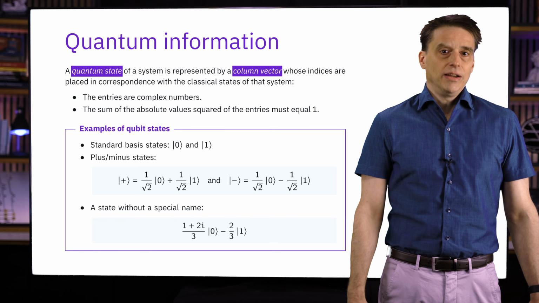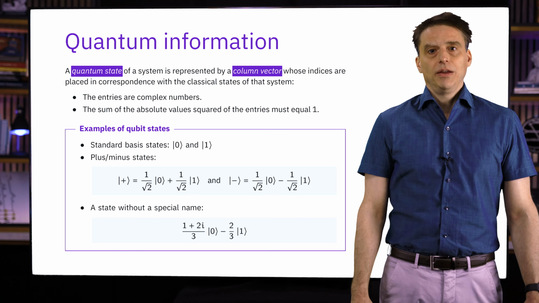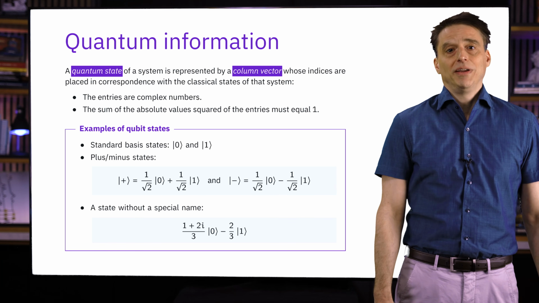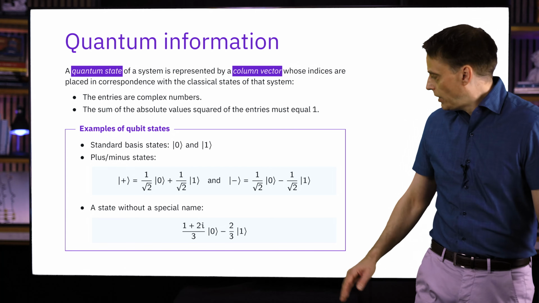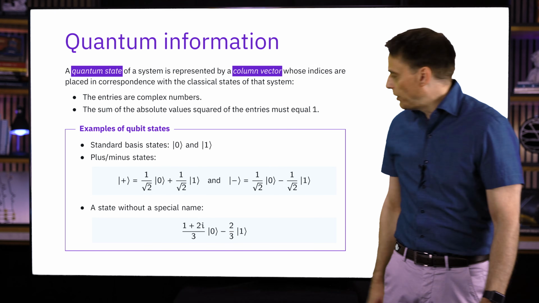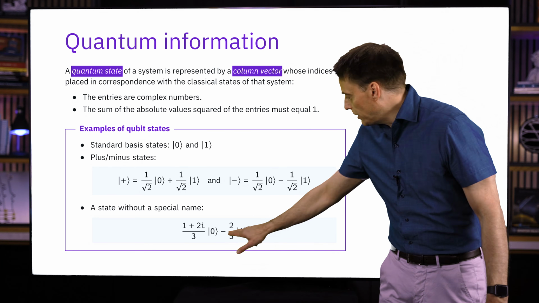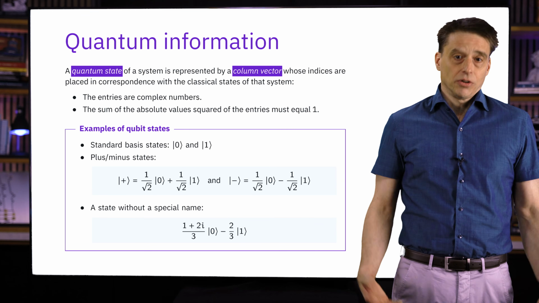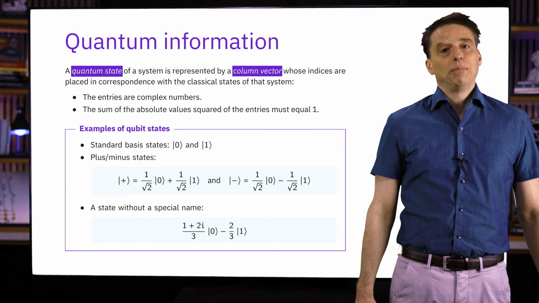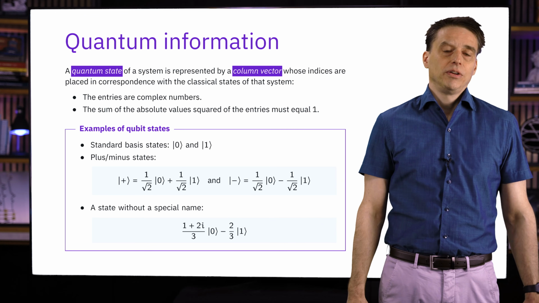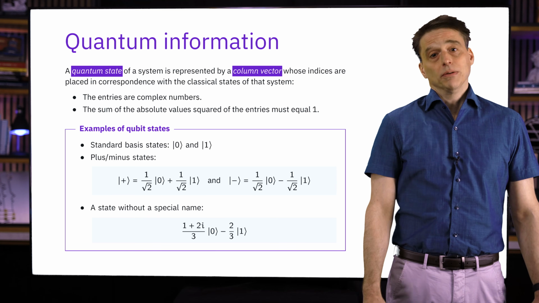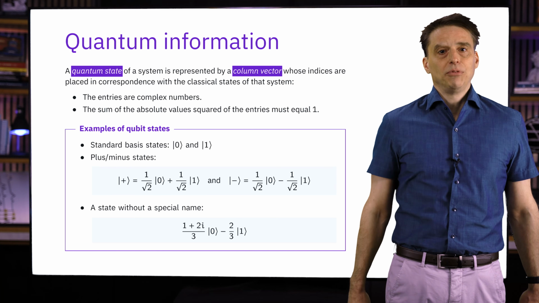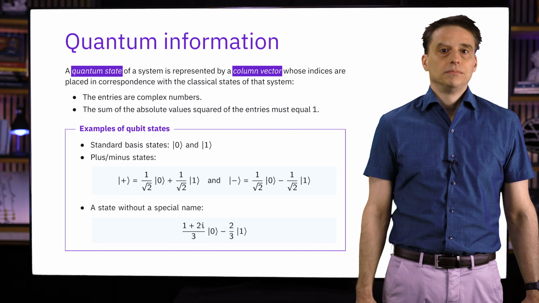Here's a final qubit state example, for the moment anyway. It's a quantum state vector of a qubit that doesn't have a special name, and it's not particularly significant. The entries of this vector are 1 plus 2 times i over 3 and negative 2/3. These are complex numbers, and if you compute the absolute values squared of these two entries, you'll get 5/9 for the first one and 4/9 for the second one. So the sum of the absolute values squared is equal to 1.